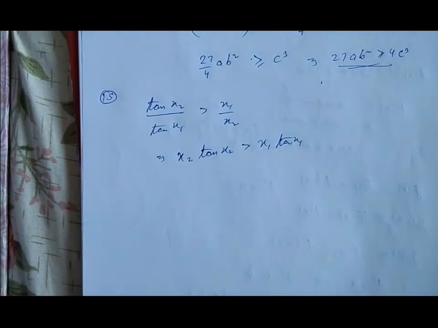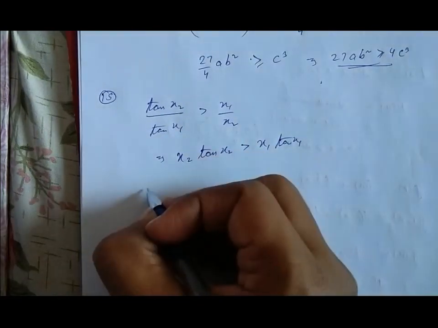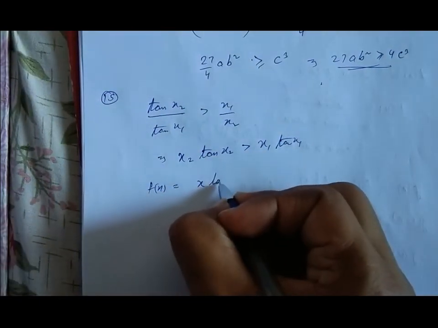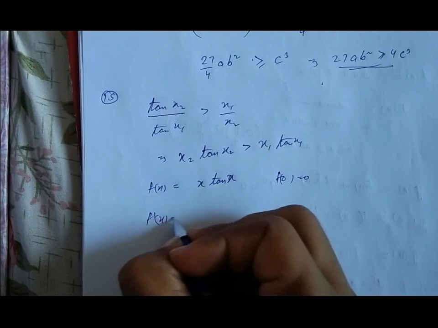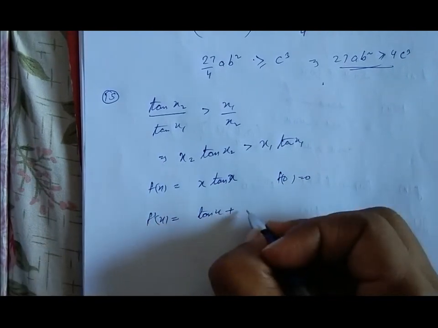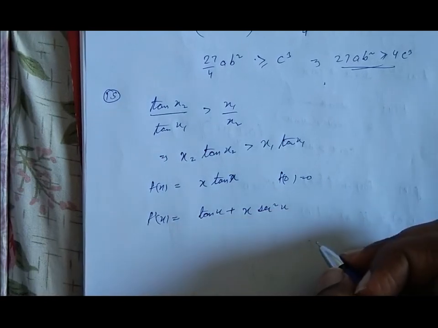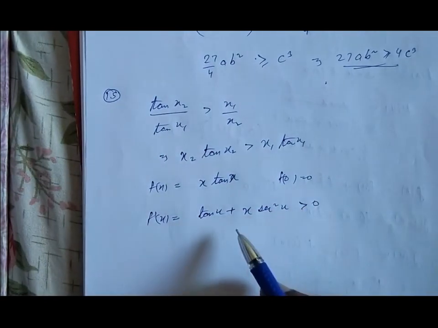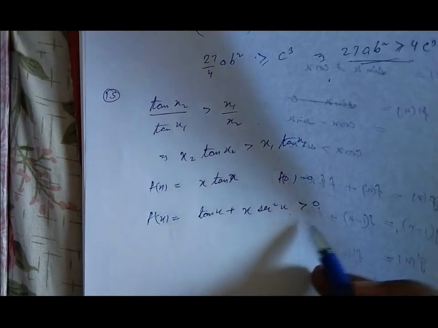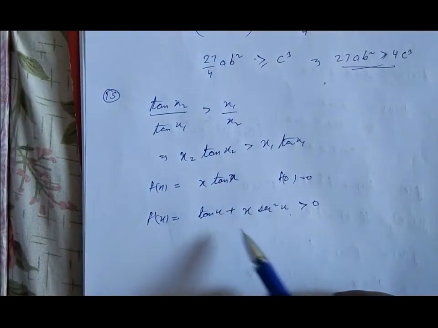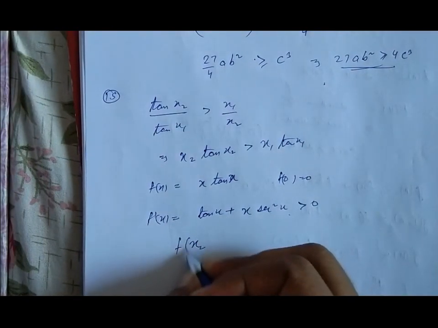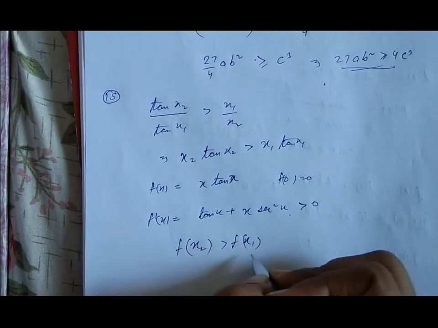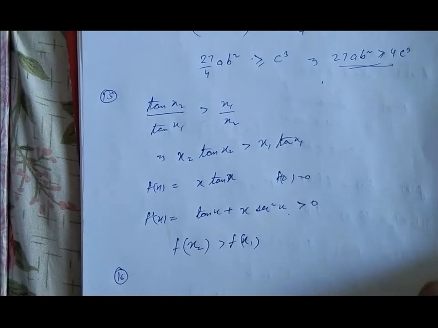So first we'll assume a function, let's assume the function x tan x. f(x) is equal to x tan x. We can see that f(0) equal to 0 and f'(x) is equal to tan x plus x sec square x. So f'(x) is always greater than 0 when x belongs to 0 to pi by 2. So the function is increasing. If the function is increasing, then f(x2) is greater than f(x1), hence proved. Moving to next question, question number 16.